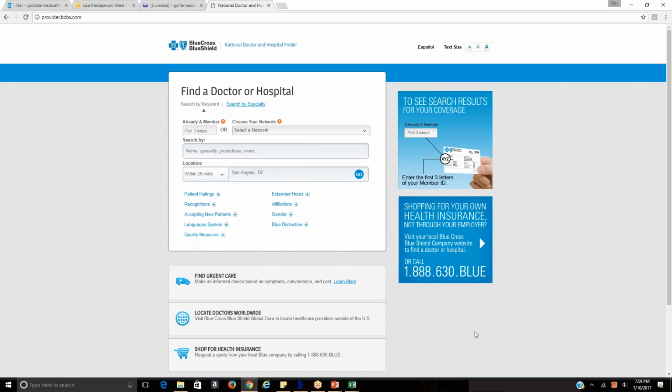Normally you can get to a provider portal where the provider's office can log in and find the patient right on the portal, and then be able to verify those benefits.